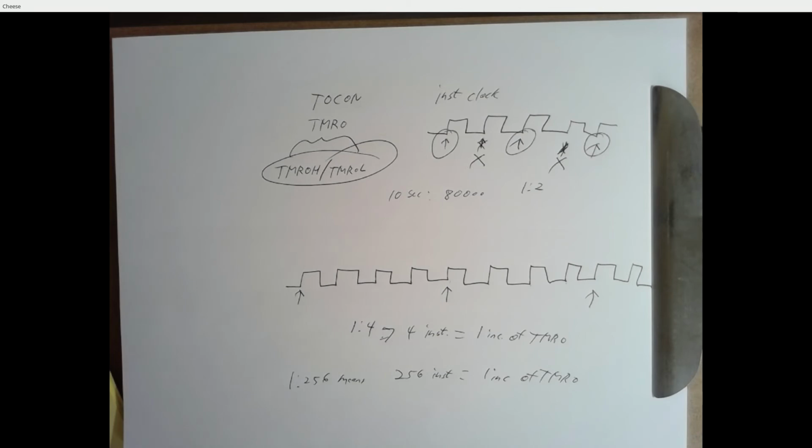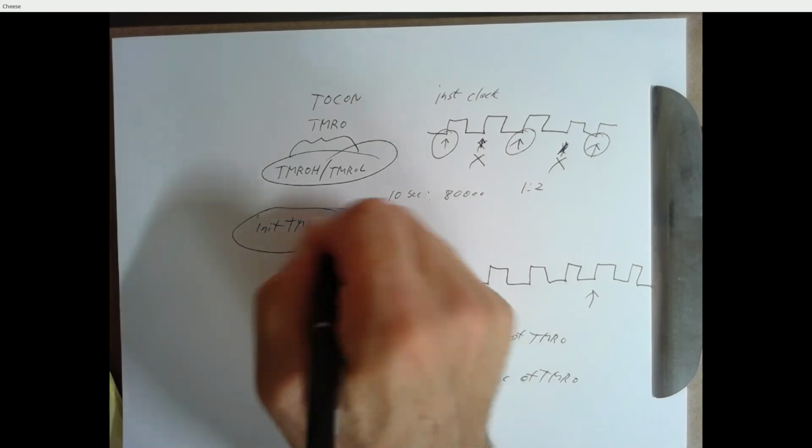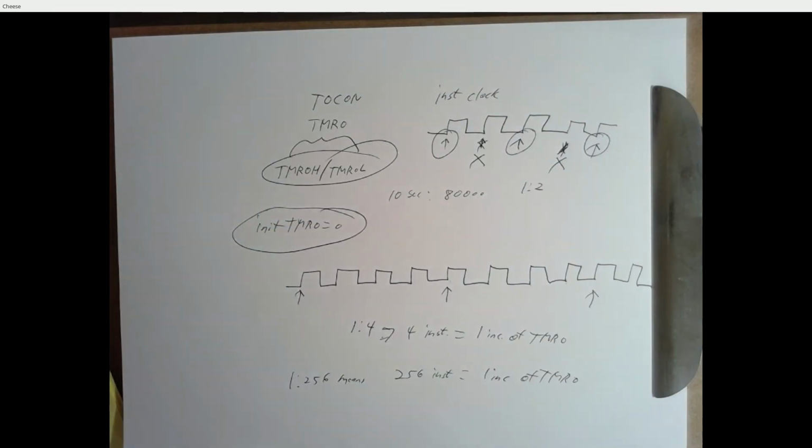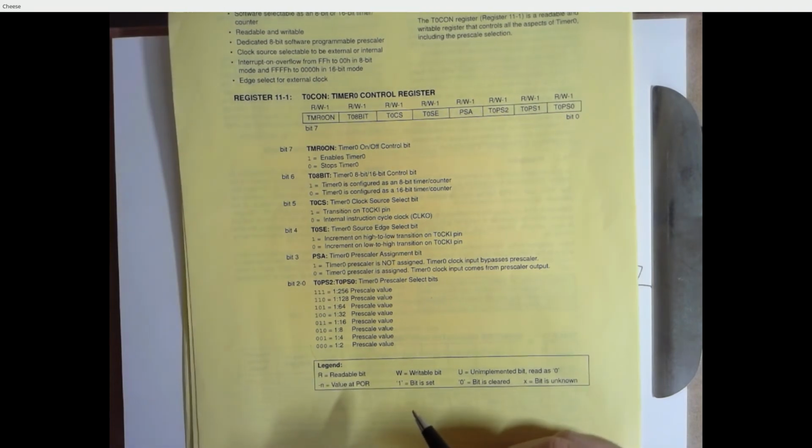What's the longest timing interval that we can get? Initialize timer 0 to 0. It's going to take 65,000 ticks before that overflows. And if a tick is only happening every 256 instructions, that's going to take 65,000 times 256 instructions. And we've only got 8,000 instructions a second. That's a very long timing interval. Okay, that's getting up to be a good fraction of an hour. So the prescaler is a way that we basically slow down the rate at which the timer 0 register gets incremented relative to the instruction clock.